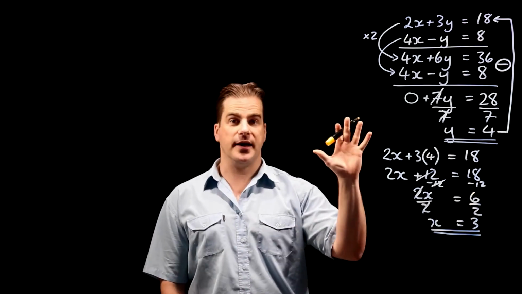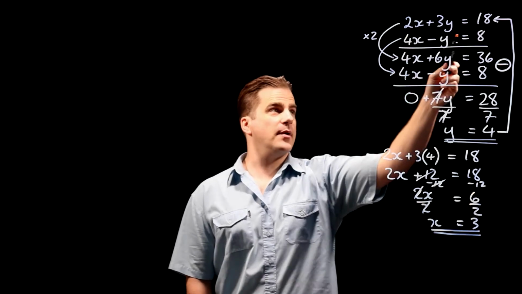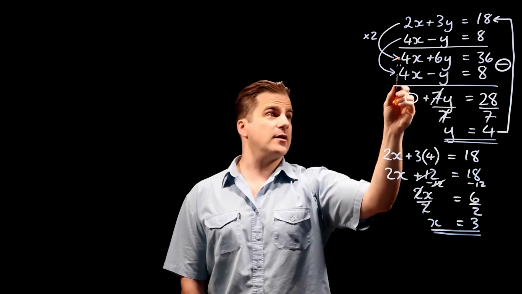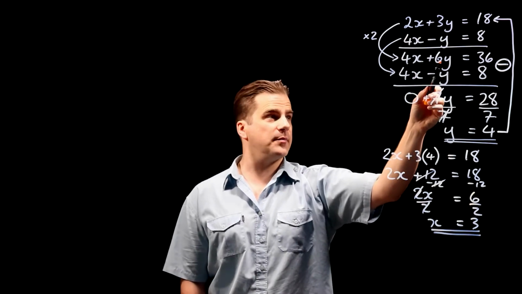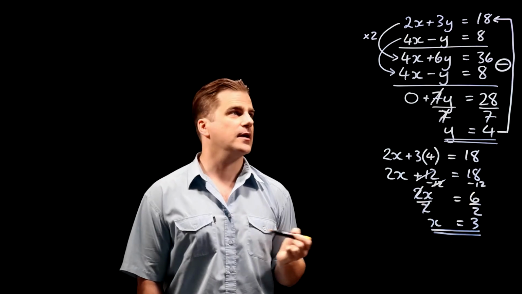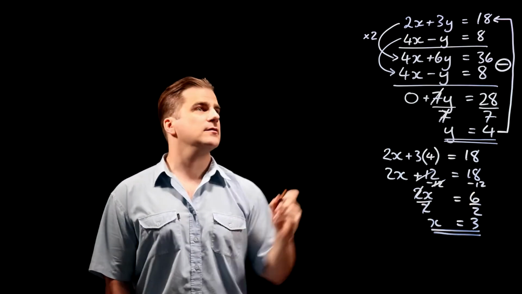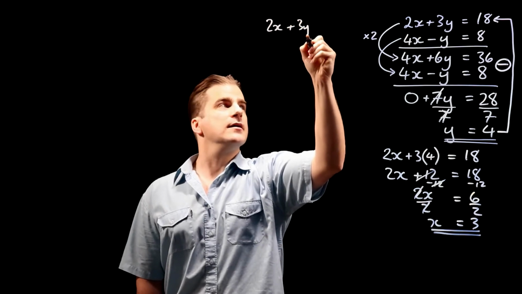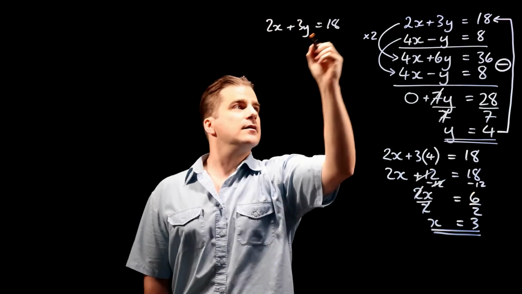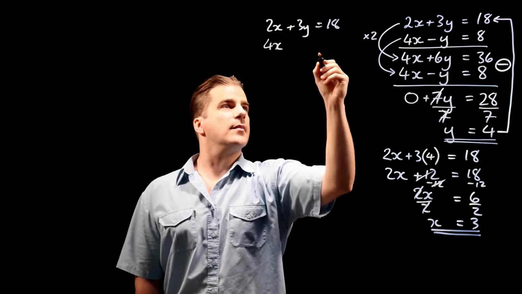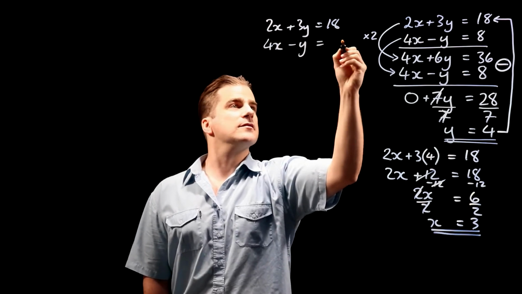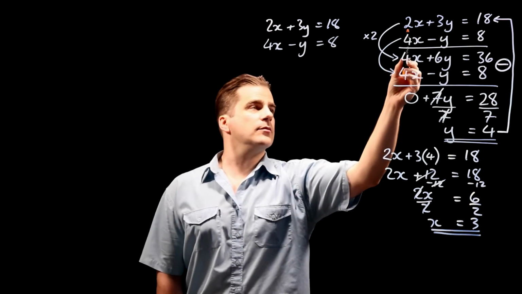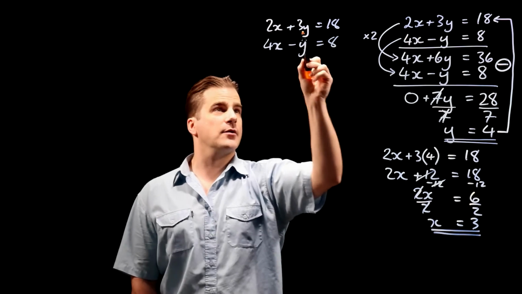Now, I'm going to do it again. Exactly the same pair of simultaneous equations. But this time, just to prove to you it doesn't matter whether you eliminate the x's or the y's, I'm going to pick on the y's and eliminate them. So, exactly the same question again. 2x plus 3y equals 18. 4x minus y equals 8. Okay, so we picked on the x's last time, but now we're going to pick on the y's.